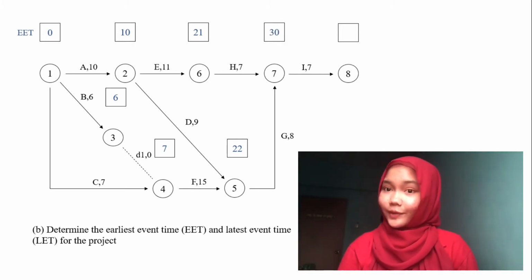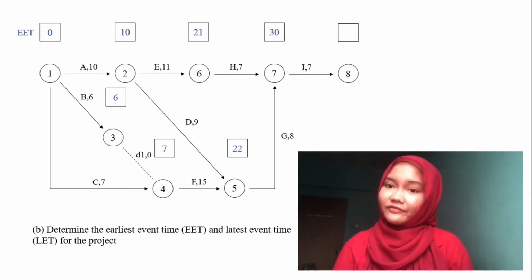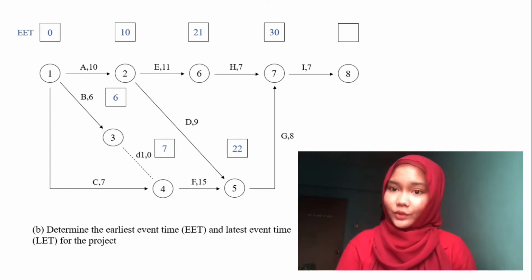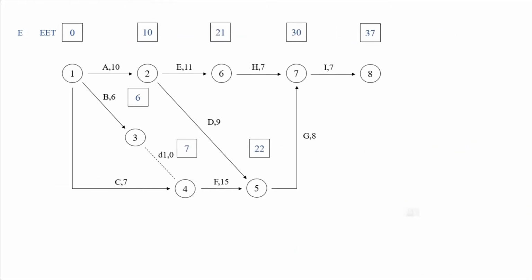Okay, so the last one, node number 8. We refer to the EET of node number 7, 30, and we add activity I, 7, and we get 37.